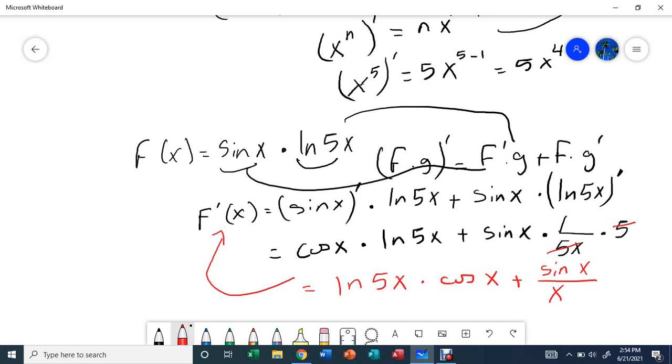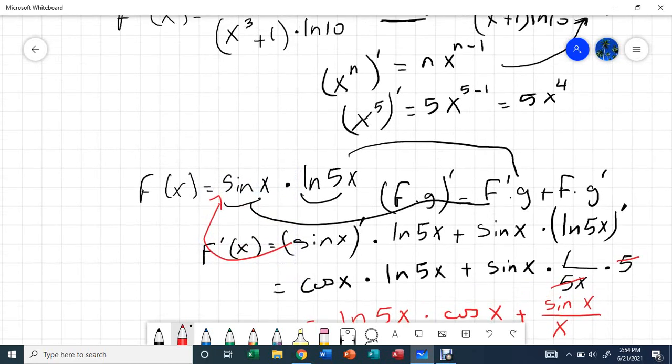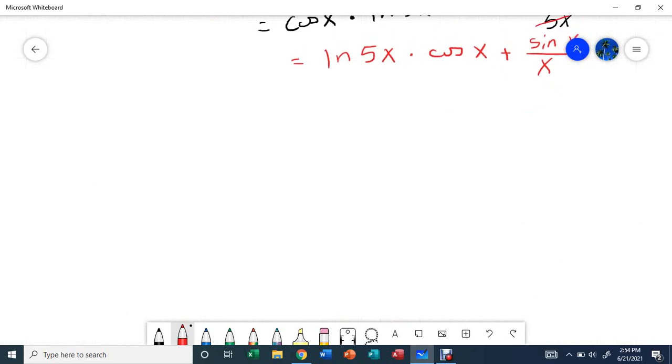So let's do another example, and this example is about the quotient rule with the logarithm rule. Suppose my f of x is ln of x divided by x squared. So you see this is a fraction, so this is about the quotient rule.